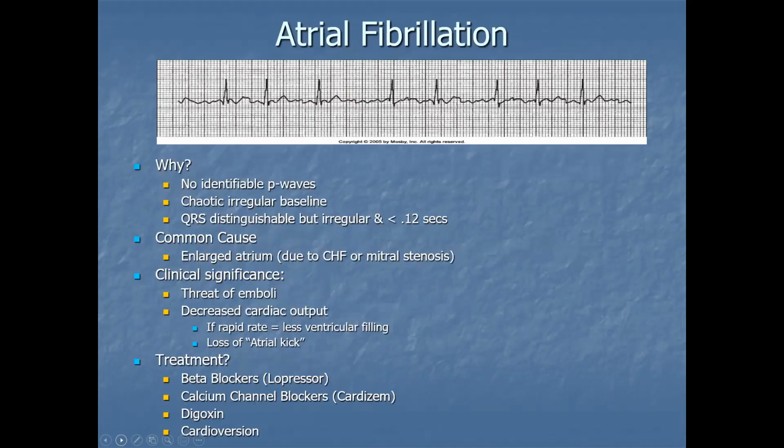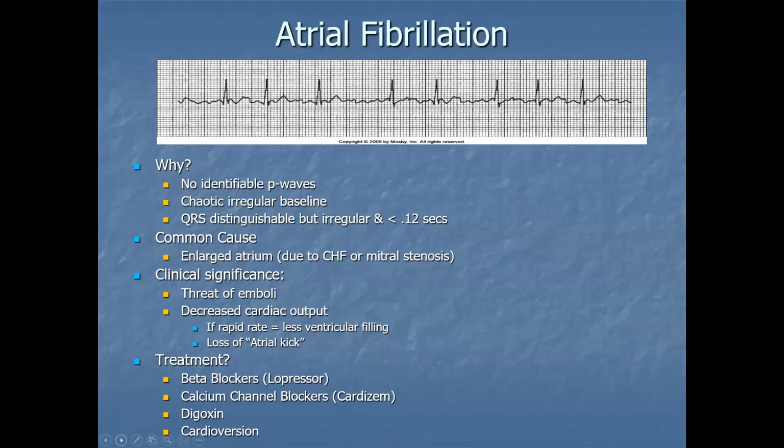Atrial fibrillation. So I alluded to this earlier. You see that your baseline is squiggly, no identifiable P waves, a chaotic, irregular baseline, and the QRS is indistinguishable but irregular. Common causes: enlarged atrium. Clinical significance: threat of emboli, decreased cardiac output, if rapid, less ventricular filling, loss of atrial kick. Treatment: a beta blocker, so Lopressor, calcium channel blockers such as Cardizem, digoxin, and cardioverting the patient.